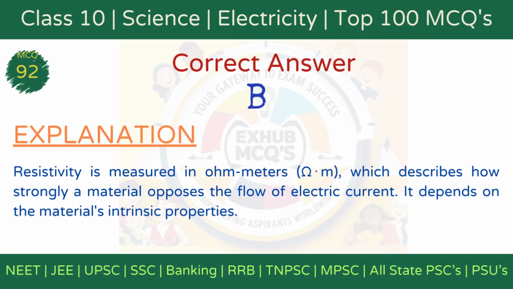Explanation. Resistivity is measured in ohm meters. It quantifies how strongly a material opposes the flow of electric current and is a characteristic property of the material.